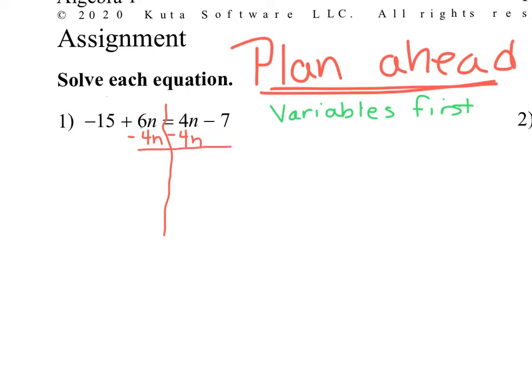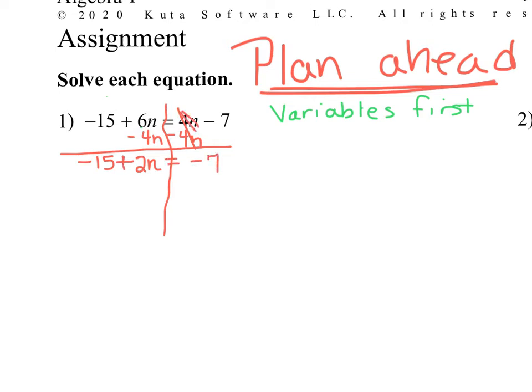And the reason for that is, if I subtract 4n from both sides, 4n minus 4n on the right is 0. On the left, I get 6n minus 4n, which is 2n, which is a positive 2n. And it's easier in my end game, in my last step, to divide by a positive. My next line down that I would write would be negative 15 plus 2n. It's plus because positive 6 and minus 4 gives me plus 2n equals negative 7.